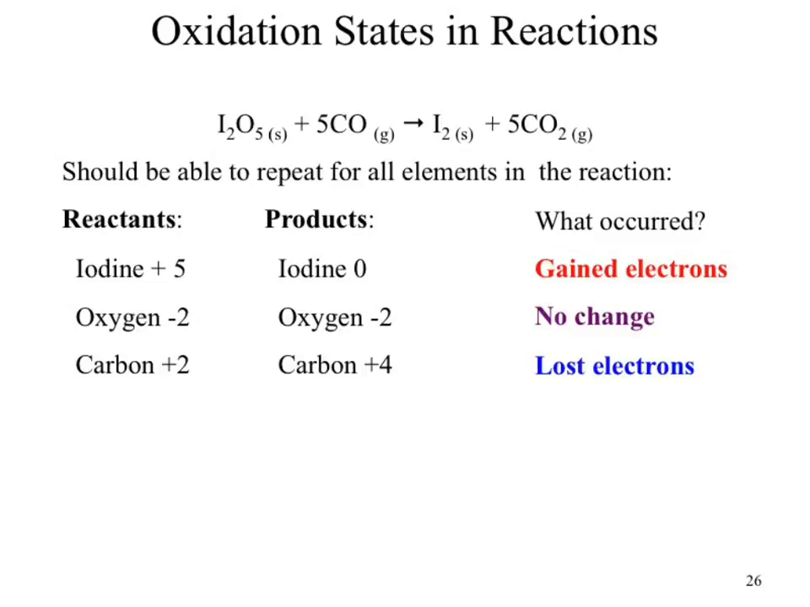For the one that gained electrons, what happened to its oxidation number? +5 to 0. It's reduced. It decreased, or it was reduced. Gaining of electrons is referred to as a reduction. It's kind of nice, it matches the oxidation numbers.